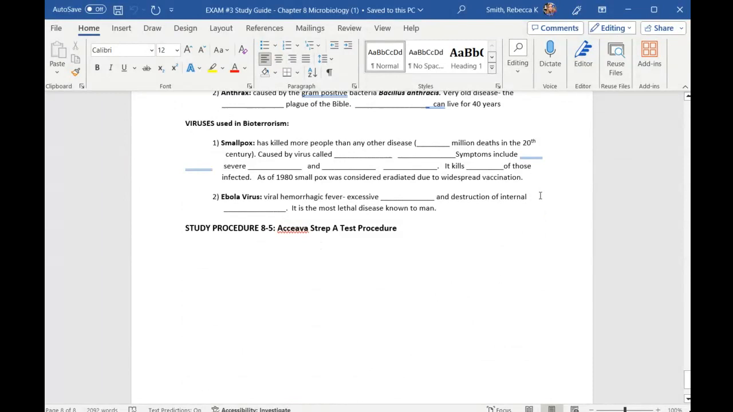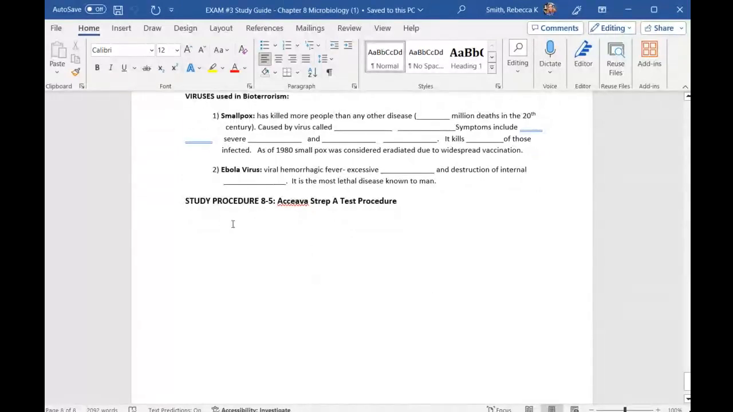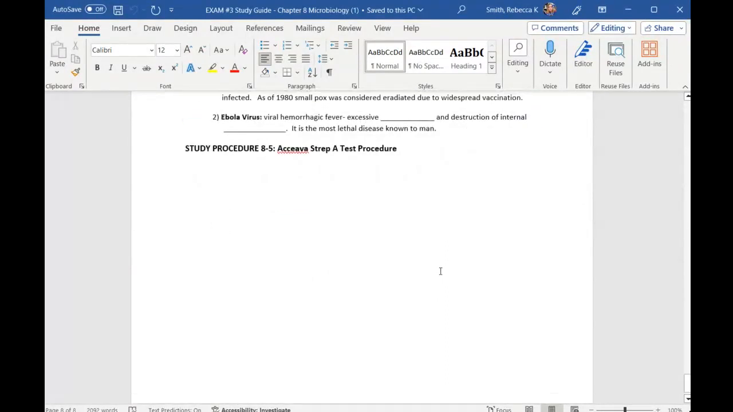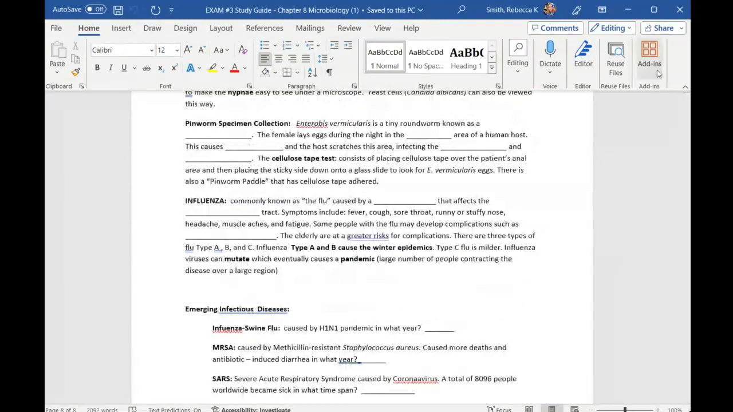We get fevers. Yeah, and it caused skin ulcers, kind of like all the other pox that are out there, right? Chicken pox, smallpox, monkeypox. Whatever happened to monkeypox? Remember that was a big scary thing for a little while. Ebola virus, hemorrhagic, excessive bleeding and destruction of internal organs. It's the most lethal disease known to man. There's movies out there on that one. Okay, so done with that. There's a lot of good stuff on there.